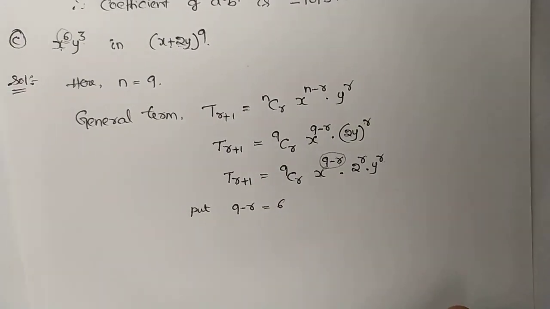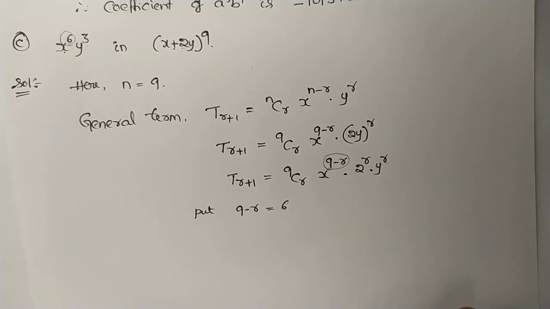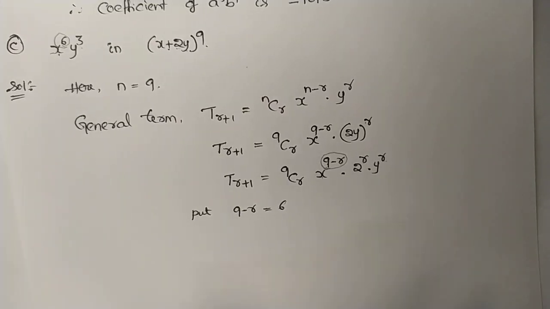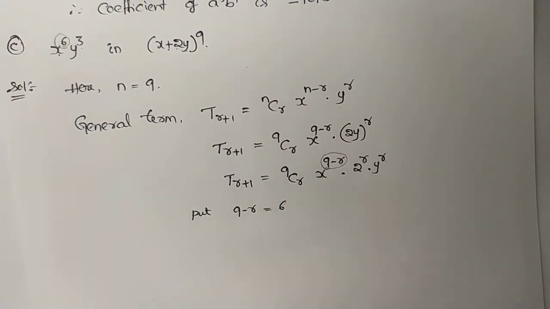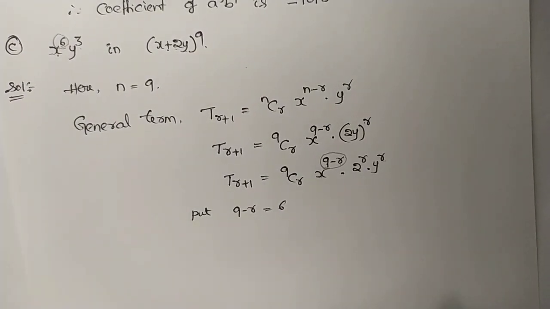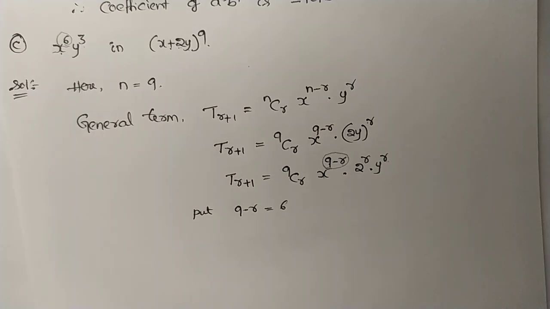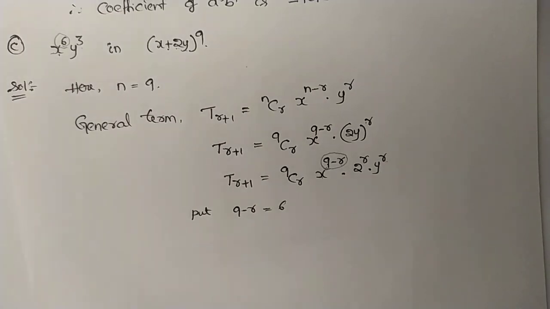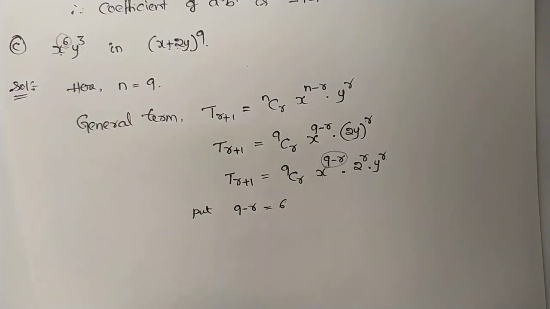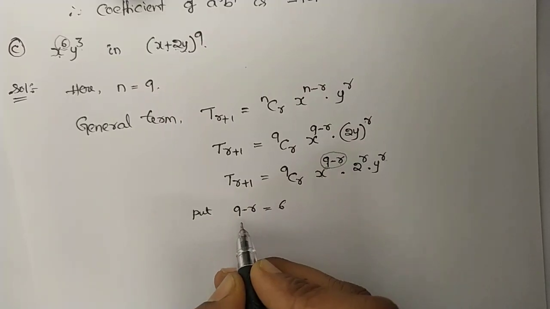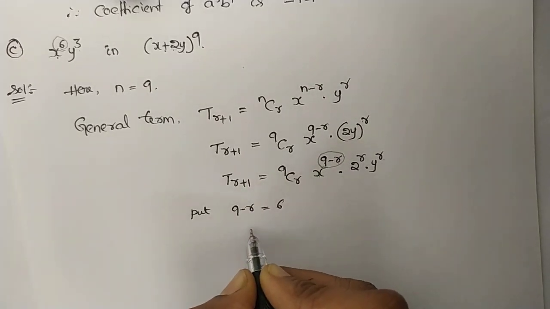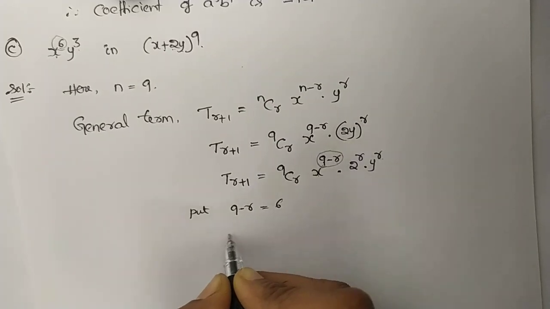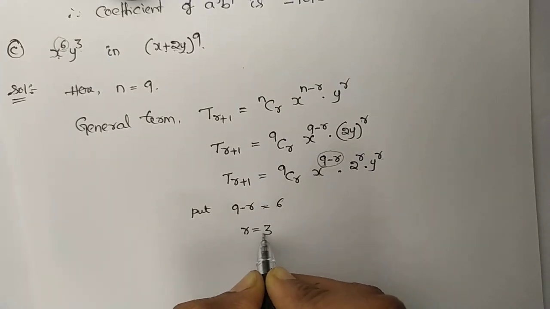Kindly do not confuse. If you are getting confused, then you can pause the video, go back once again and watch the video once again. So 9 minus r equals 6, then r value will be 3. So r equals 3.